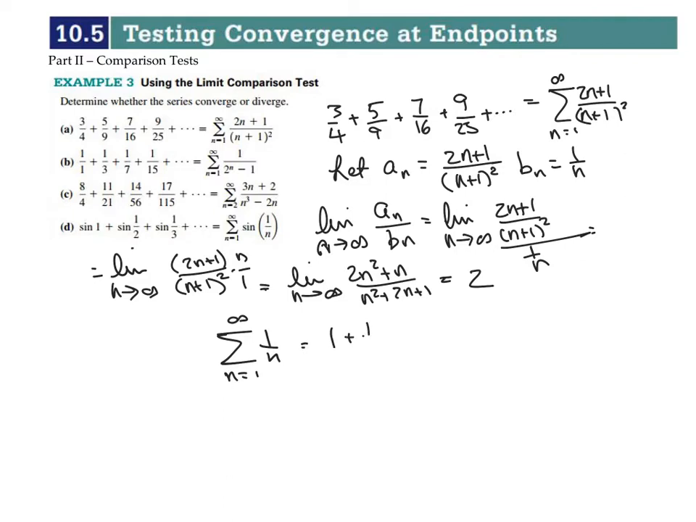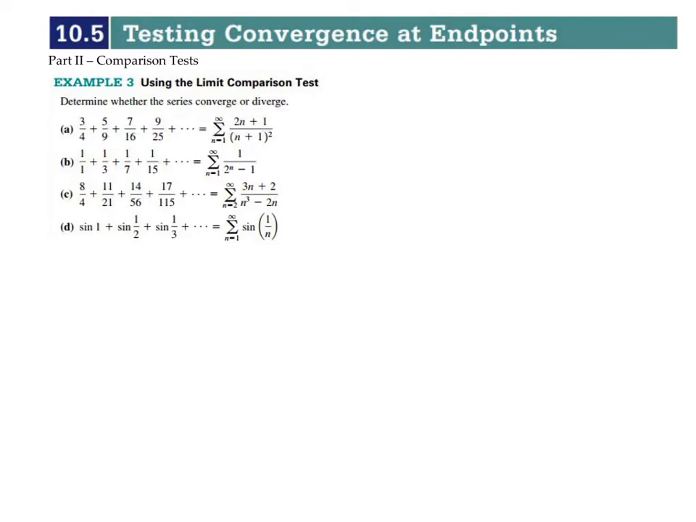Well, that's just 1 plus a half plus a third. That's the harmonic series, and we know the harmonic series diverges. So the original series A must also diverge because the limit of the original series over the harmonic series is 2, and by the limit comparison test, if the limit of the ratio an over bn is a real number, they either both converge or both diverge. So that series diverges.